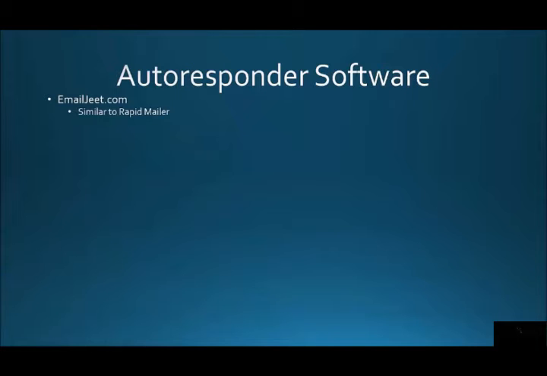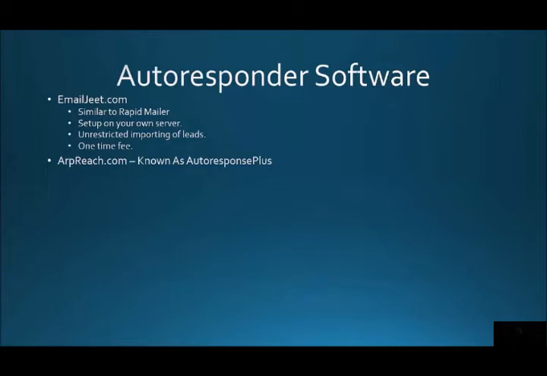Emailjeet, it's similar to RapidMailer. It's another one that recently came out. You can set it up on your own server, unrestricted importing of leads. It's a one-time fee. And then another one known is arpreach.com. It's known as Autoresponse Plus, and it's a server-side email software as well, just like RapidMailer and Emailjeet. Server side meaning it runs off your own email server.